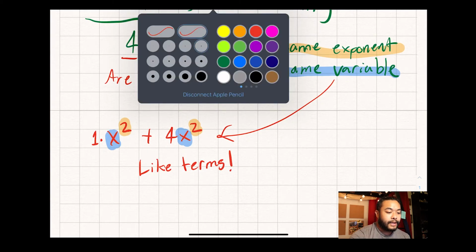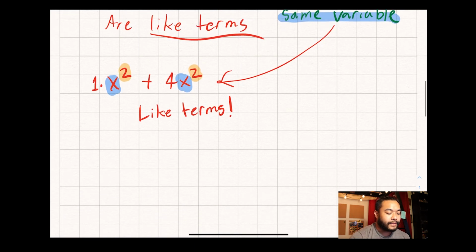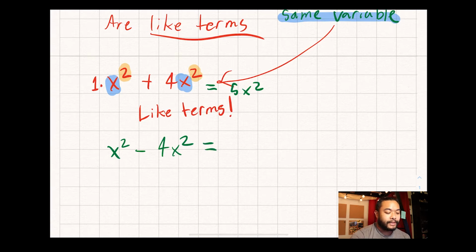Which means it's not that I have to add them, I could even subtract them. Easy enough. And we know x squared plus 4x squared, that would give us 5x squared. X squared minus 4x squared, that would give us minus 3x squared. Okay, so we can add these.